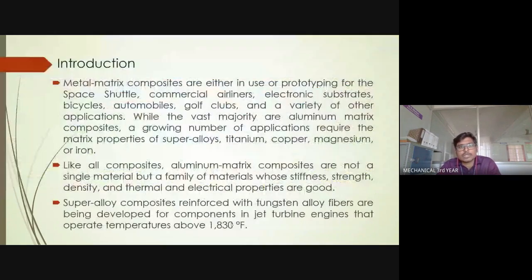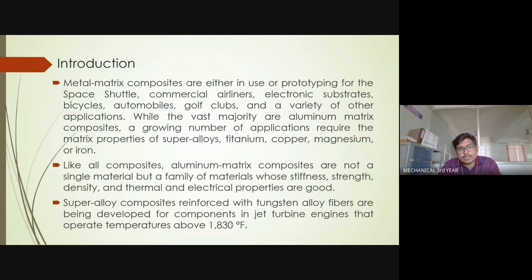First, let us discuss the introduction of metal matrix composites. Metal matrix composites are either in use or prototype for the space shuttle, commercial airlines, electronic substrates, bicycles, automobiles, golf clubs, and a variety of other applications. They are most widely used especially in the airline and automobile industries. While the vast majority are aluminum matrix composites, a growing number of applications require the maximum properties of superalloy, titanium, copper, magnesium, or iron. These are the major constituents that form the metal matrix.